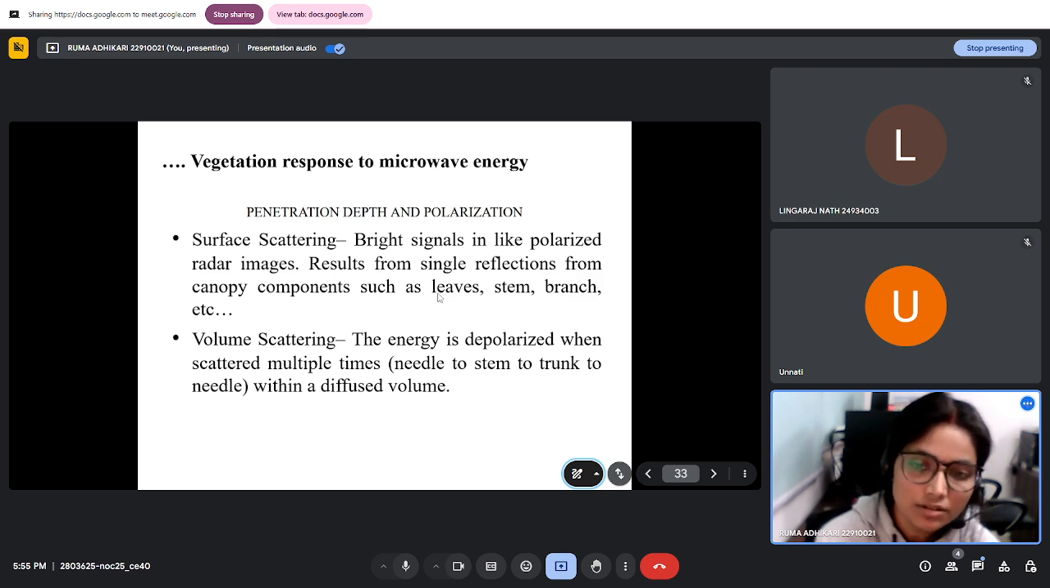In volume scattering, the energy is depolarized when scattered multiple times, needle to stem to trunk, within a diffused volume. In which part of the plant or tree will it occur? When it hits the vertical structures, and with the vertical and horizontal it will get scattered, reflected, or hit multiple times. That is why we call it multiple scattering, not always volume scattering.